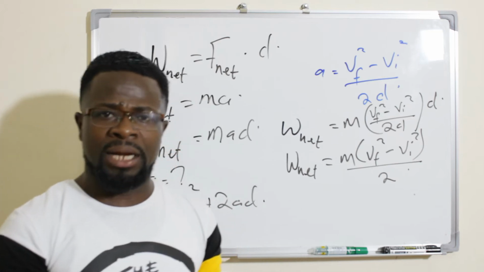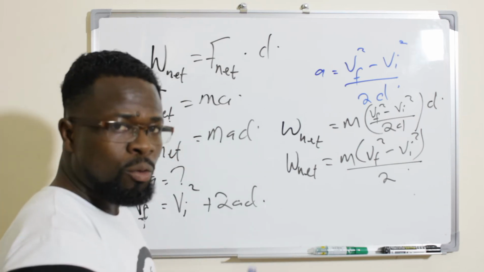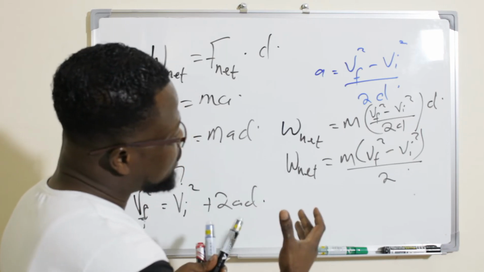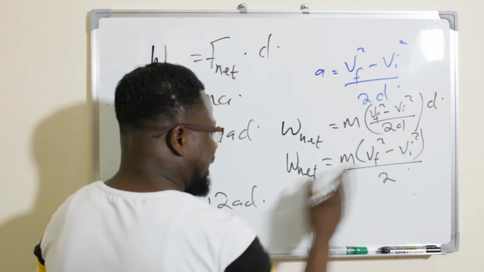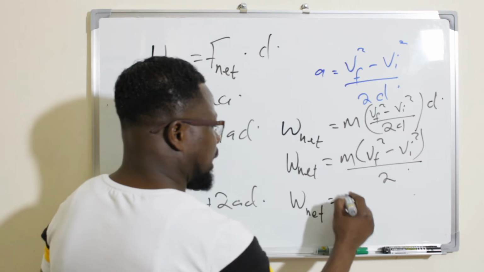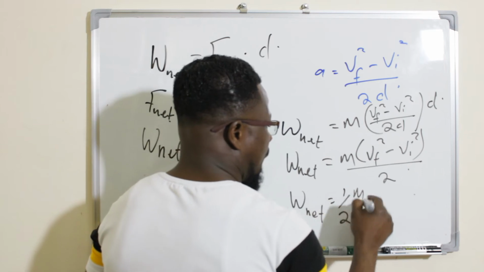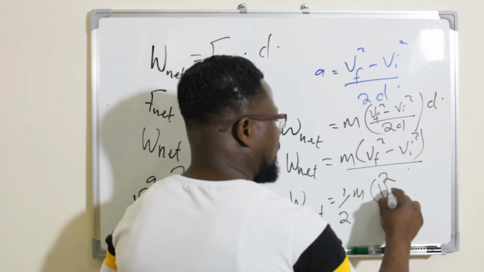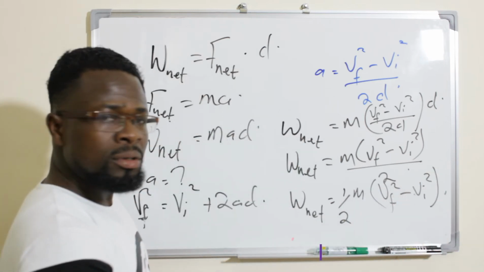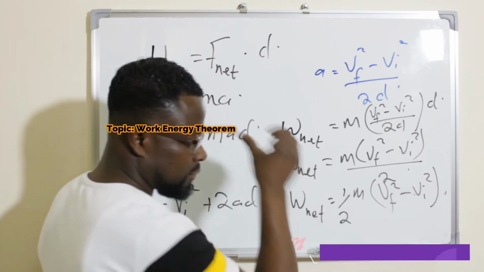Something interesting is coming out. So let's look at it. If we look at this as a physicist, what can we see? We can write this in terms of this again. I'm taking out this 1/2 m, so that I will be left with Vf squared minus Vi squared. Good. Now, this is half m into Vf squared minus Vi squared.